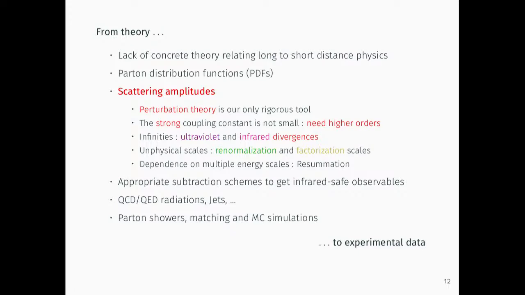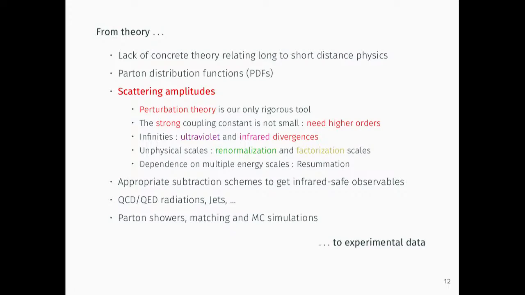And then there are unphysical scales because of our theoretical structures, the logarithms and scales, which need to be summed to all orders basically to get rid of them. They are there in our calculations. So all these problems actually make a threshold for our calculation, and everything needs to be overcome. And also, once you compute these scattering amplitudes, you need to appropriately sum them to get infrared safe observables, and also radiation, jets and parton showers, and then you have to match after doing the Monte Carlo simulations to match with the experimental data.